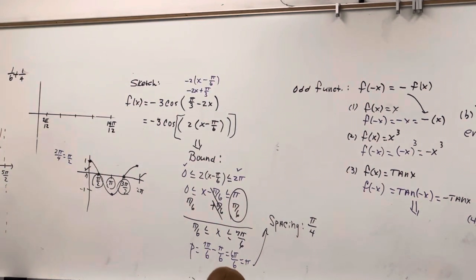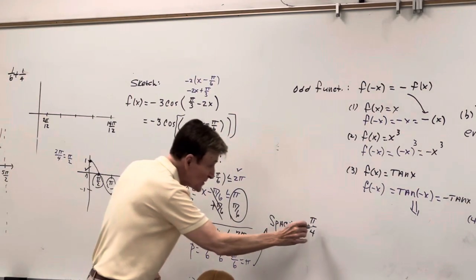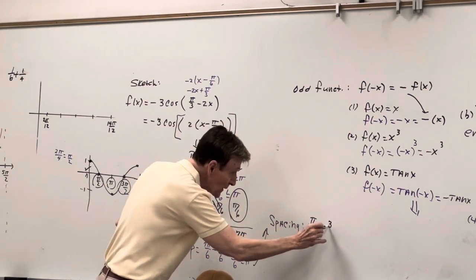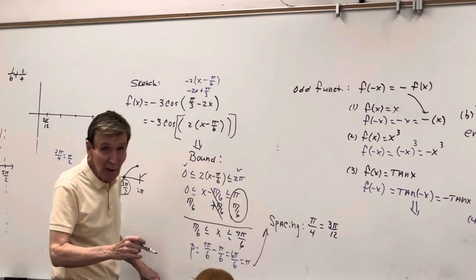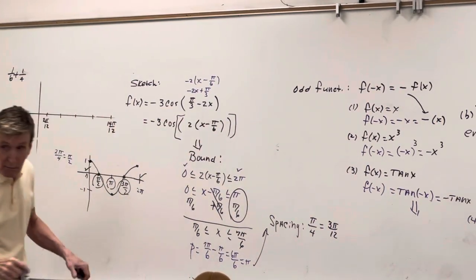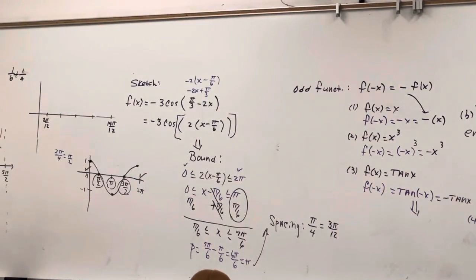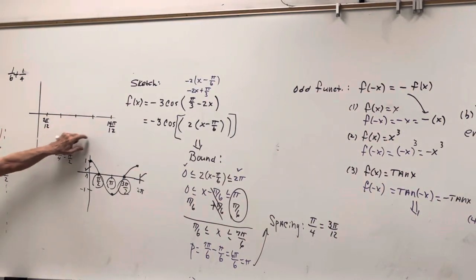Yes or no? And I'm adding to it pi over 4, much easier expressed in terms of 12, 3 pi over 12. Which I think one of my students had in mind, something like this. And this 3 pi over 12, so now it's much easier to just go through and add 3 pi over 12 to fill in those missing spots there.